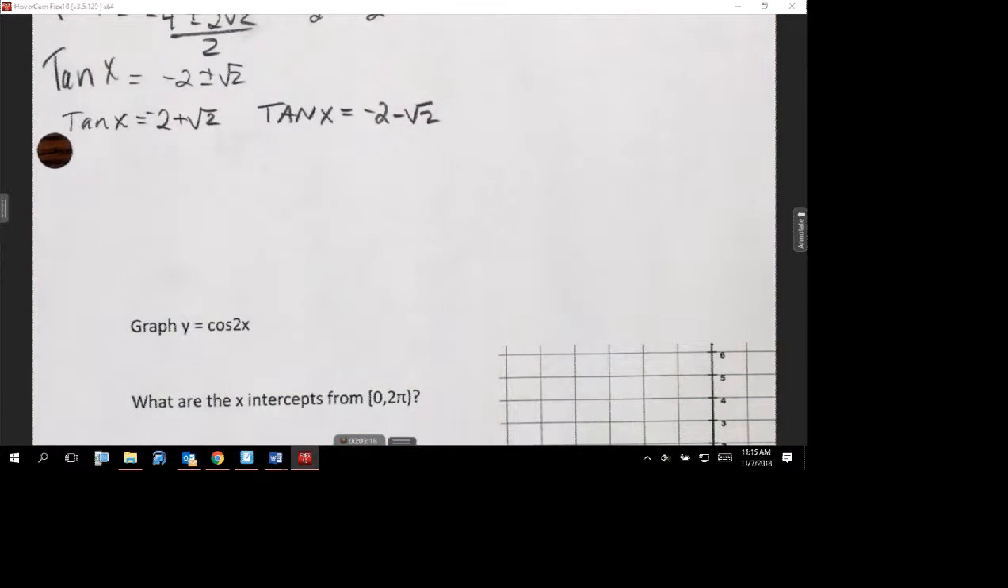Special values of tangent are like radical 3 over 3, or 1, or radical 3, or 0, or undefined. Those are the ones that we know. Not once do we have a negative 2 plus a radical 2 for tangent. This is not one that I know. And if it's not one that I know, how are we going to find the answer? You have to do inverse tangent.